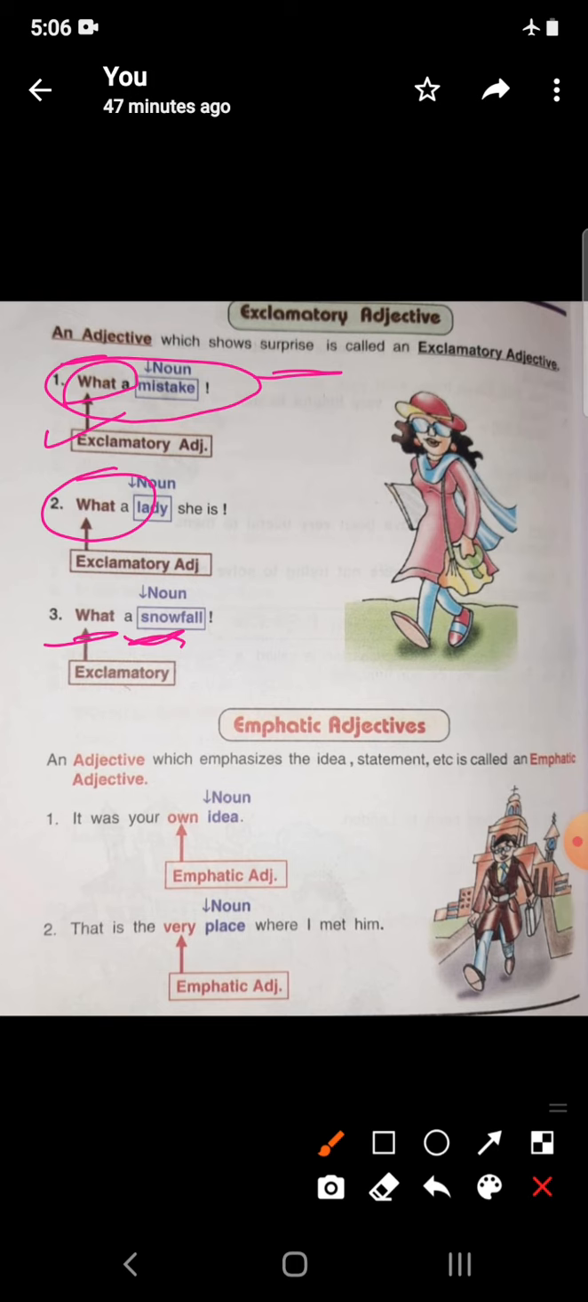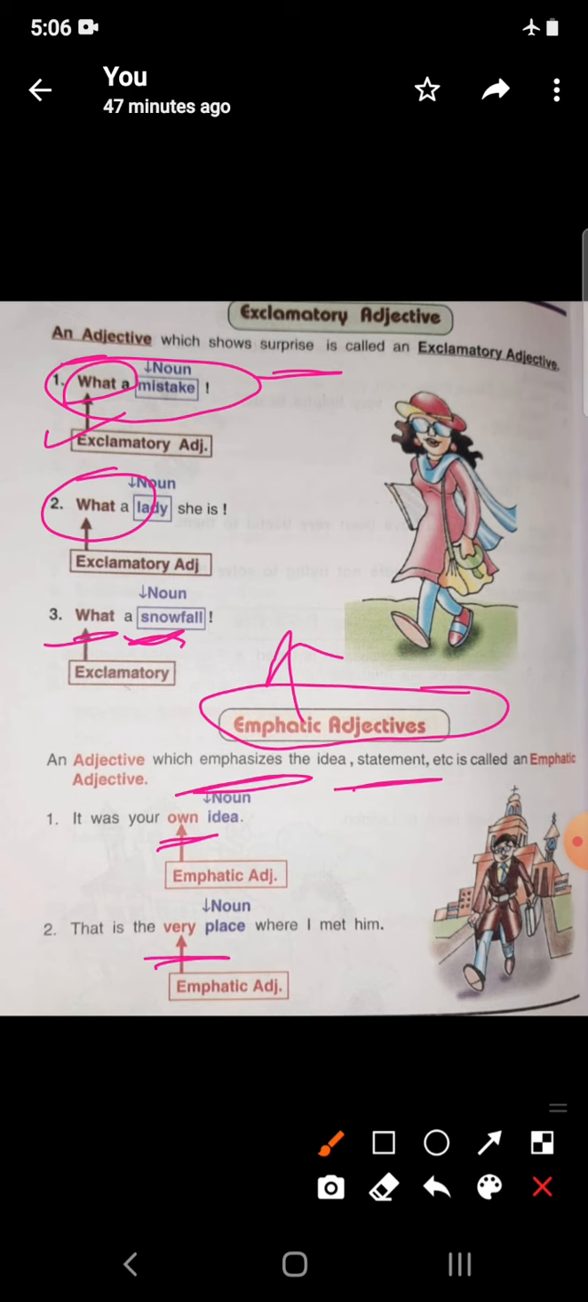Now, the last kind of adjectives is emphatic adjectives. From the name, we understand that this adjective is used to emphasize, to lay emphasis on a noun, on a statement, on an idea. So an emphatic adjective is a word used to emphasize the idea, statement, or a noun. When we emphasize a statement, we make it stressful. So the words used for the sake of emphasis are called emphatic adjectives.